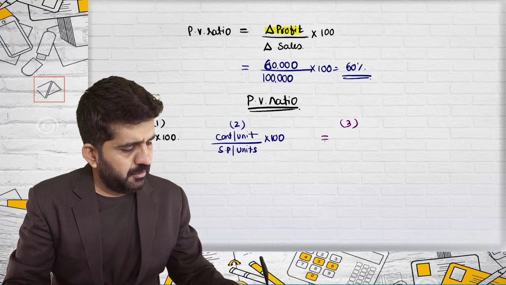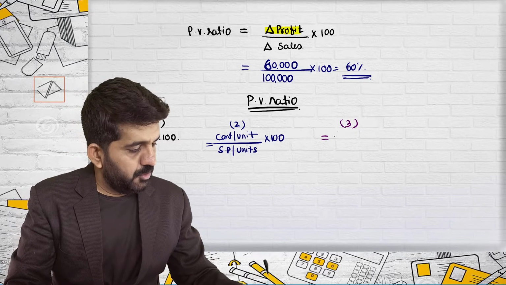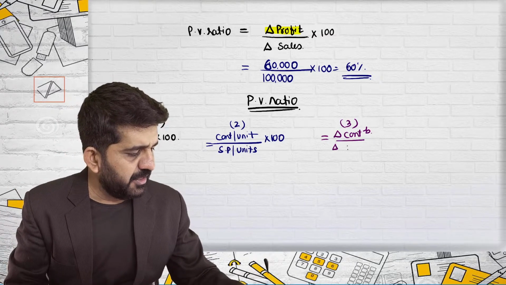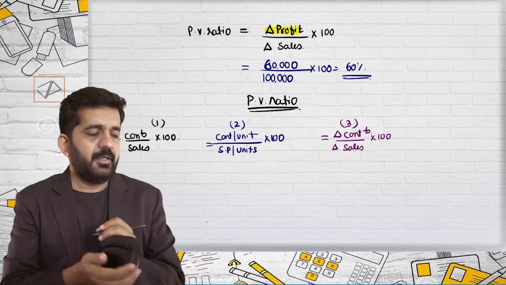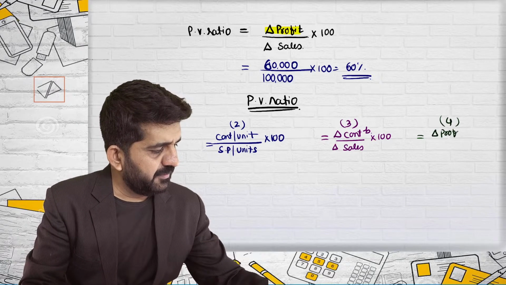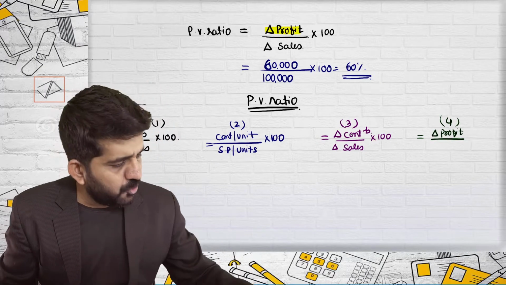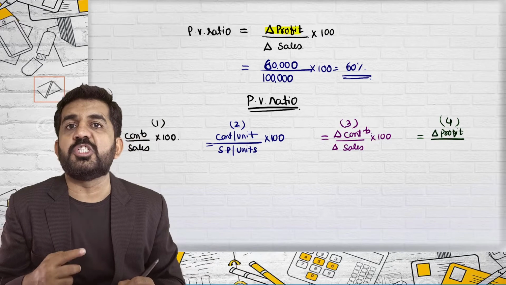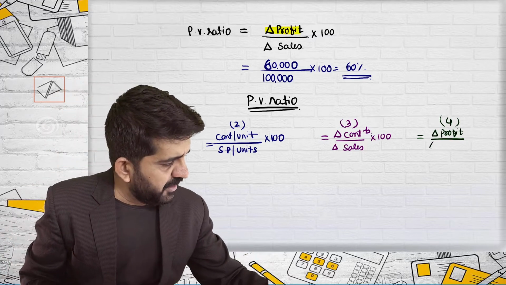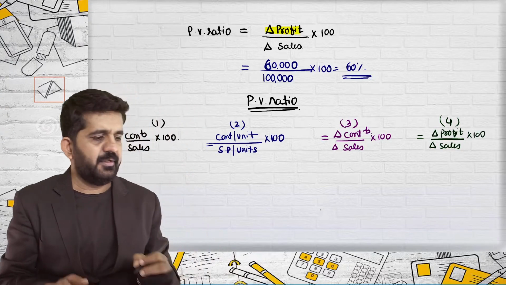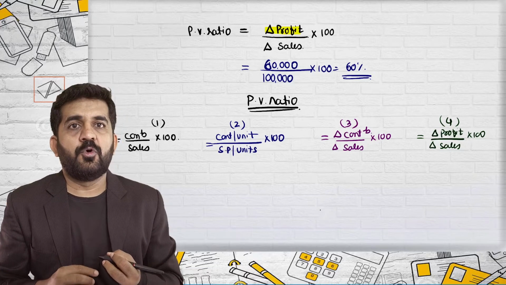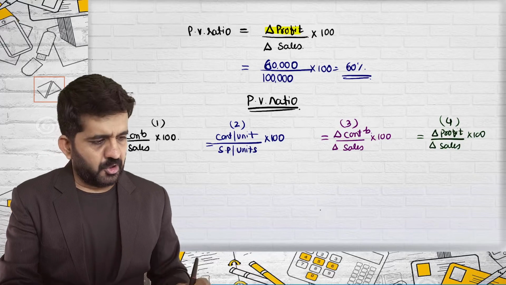Which is the third one? Change in contribution, not percentage change in contribution. Change in contribution as far as rupees is concerned, divided by change in sales, multiplied by 100. And the fourth one is change in profit. This is excellent because change in contribution in terms of rupees will be equal to change in profit in terms of rupees because fixed cost remains same. If fixed cost changes, this will not happen. Change in profit divided by change in sales multiplied by 100. These are four very important formulas for marginal costing.